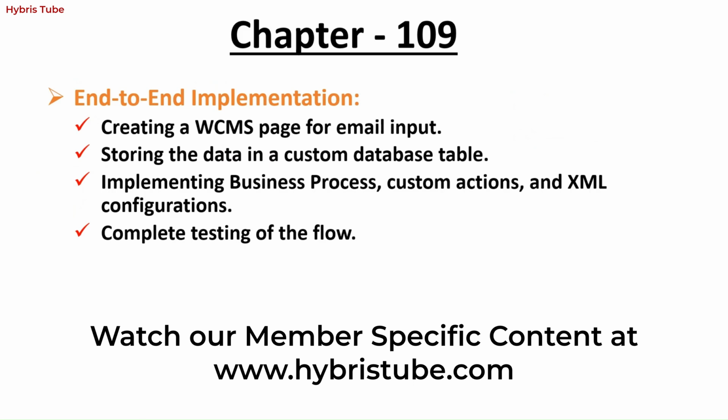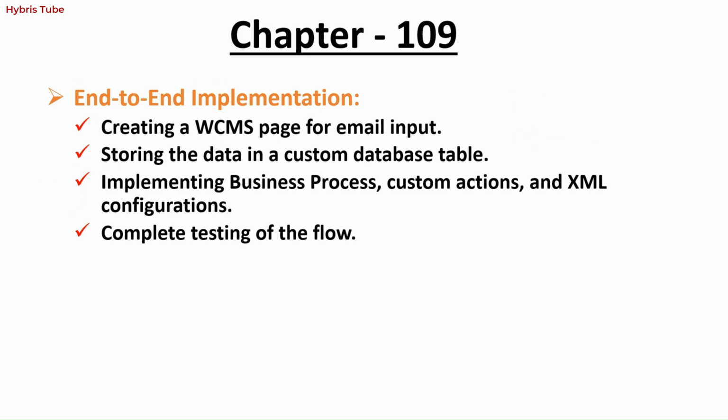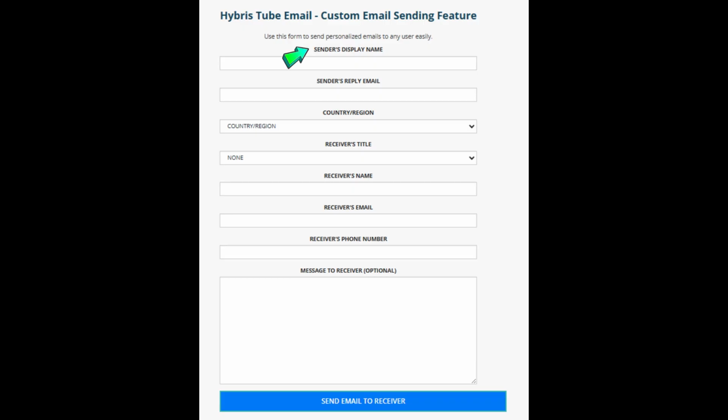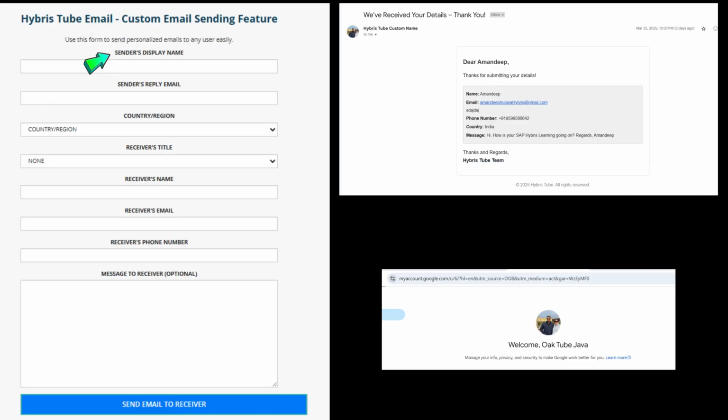For that, we will create a custom WCMS page for the email input in which multiple attributes will be displayed. What are those multiple attributes? The first attribute will be the from name, in which we will be capturing the name of the sender which we want to present to the receiver. It doesn't matter what the account name of the sender is. If we want to present a custom sender name to the receiver, we can configure that, and for that we are capturing this from name.